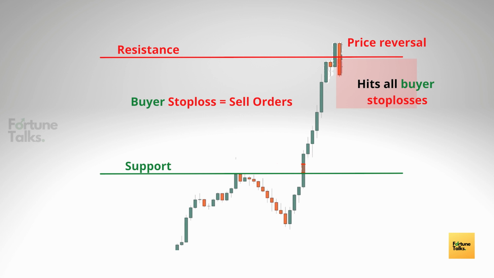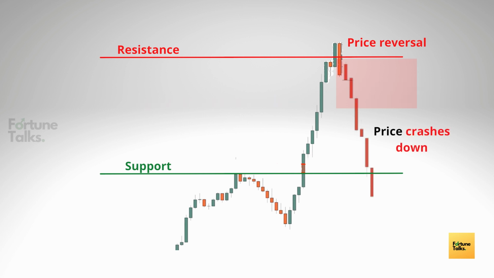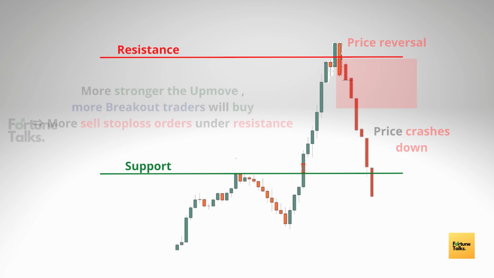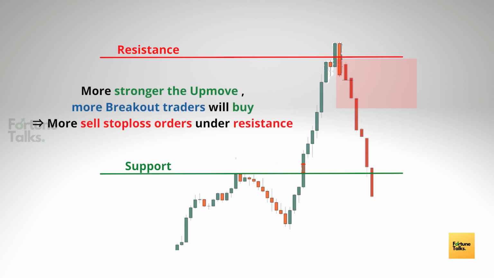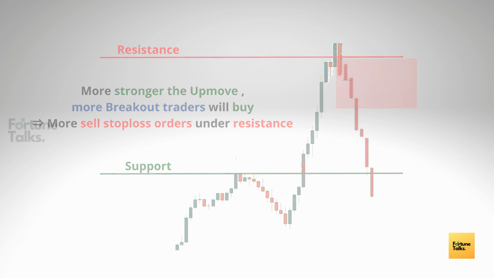This in turn means that these are actually sell stop loss orders which will induce further selling pressure in the market. Now, the stronger the bullish move is into the market structure, the more breakout traders will enter the trade and there is more buying, and more buying in turn means more selling stop loss orders behind the resistance. And if the price reverses towards the downside, it will hit all the sell stop loss orders of these breakout traders.